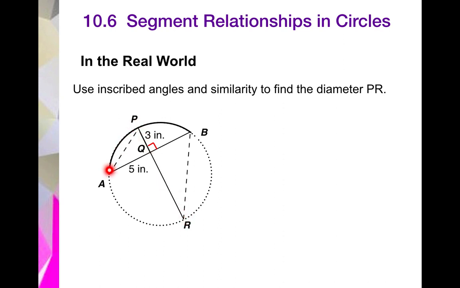And let's just take a look at this angle APR that intercepts this arc AR. Then let's take a look at angle ABR, and that intercepts the arc AR. Therefore, this angle here at P and this angle at B are both congruent. We can also see that we have congruent angle A here and congruent angle R here because they intercept this arc PB. So angle-angle similarity between these two triangles. We can use that to come up with ratios.